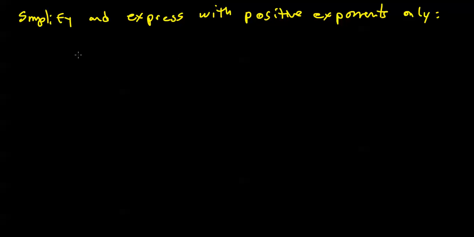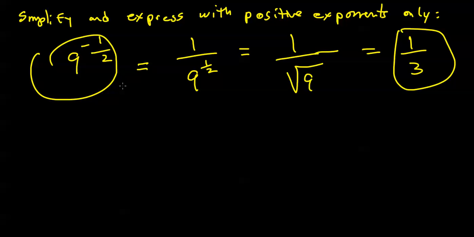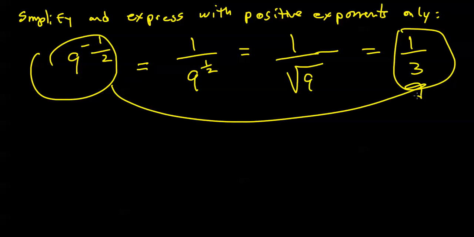Alright, we've got 9 to the minus 1/2 power, and by definition it's going to be 1 over 9 to the 1/2 power, is it not? And I know that 9 to the 1/2 power is nothing more than the square root of 9 in my denominator, and the square root of 9 is of course positive 3. So the answer to this evaluation is simply the number 1/3.